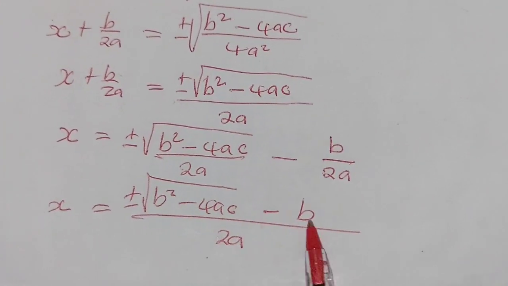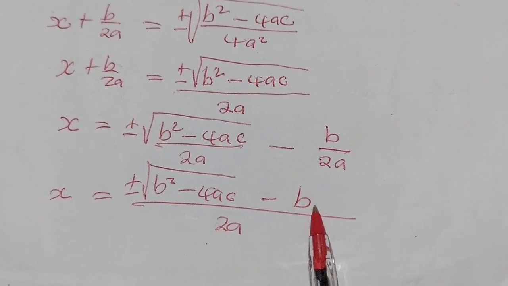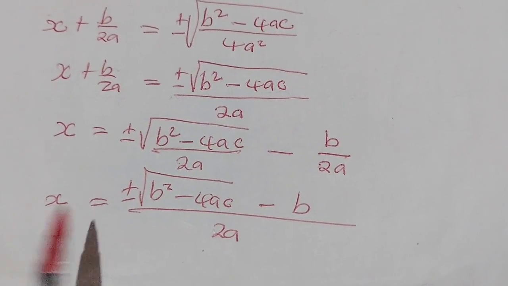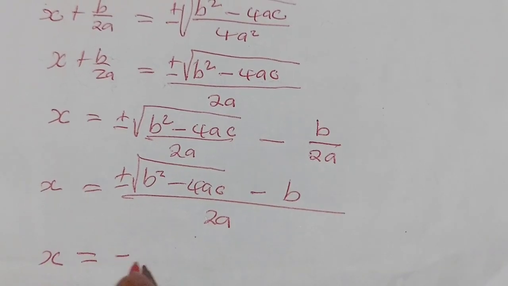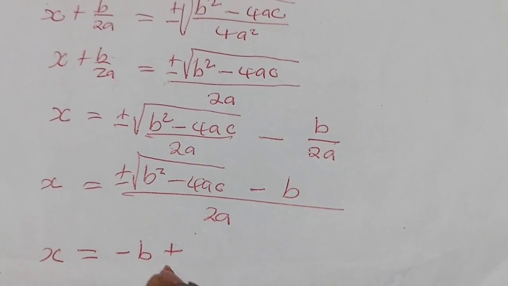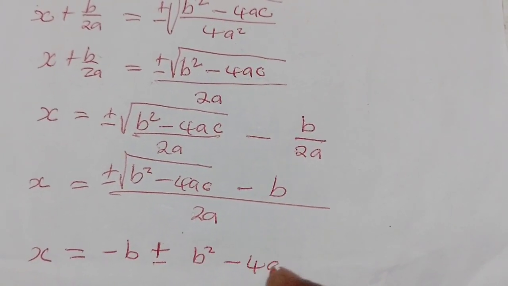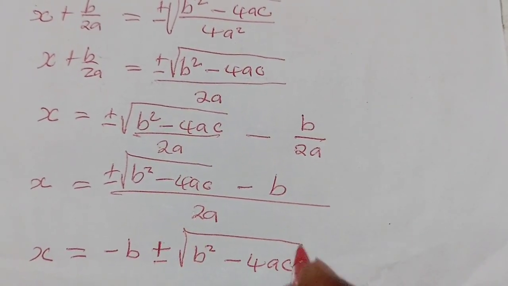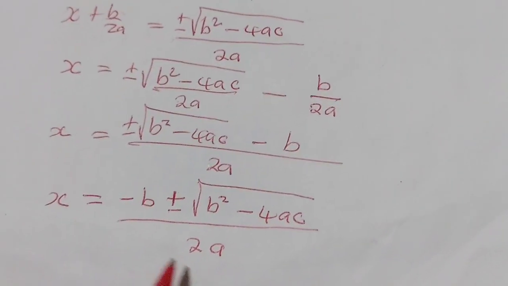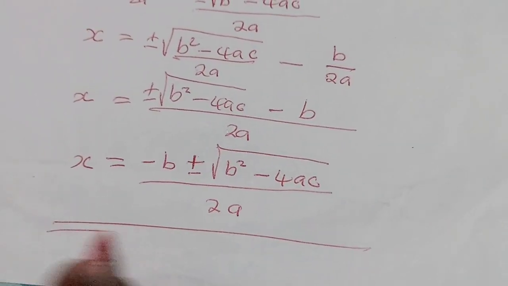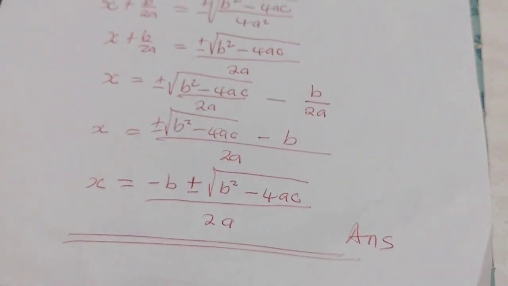Now we can just rearrange the numerator on top here. Rearranging the numerator on top, that negative b should be at the start here. Then it will look like x is equal to negative b plus or minus the square root of b squared minus 4ac over 2a. Reaching this far, we have derived the quadratic formula. Thank you.